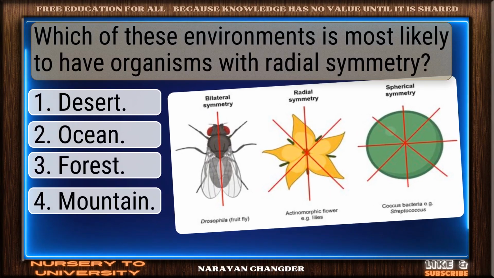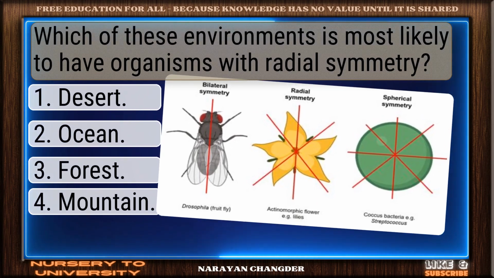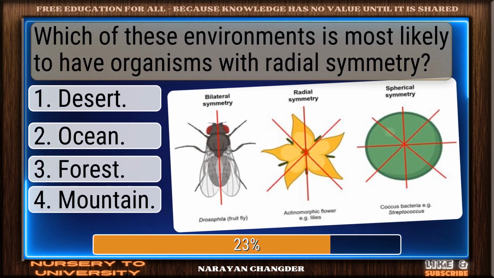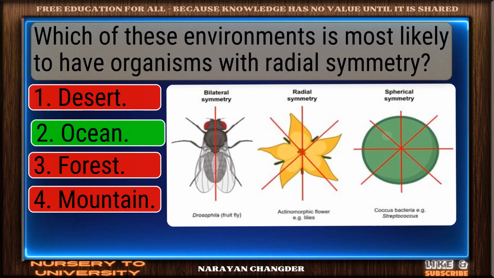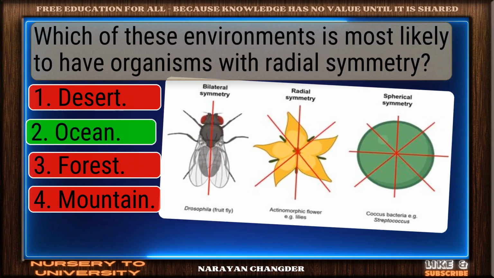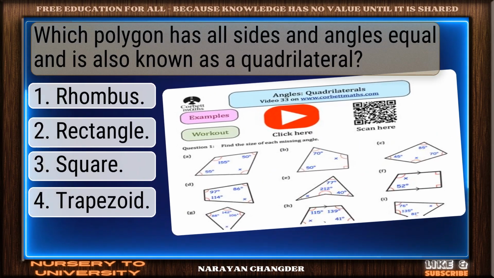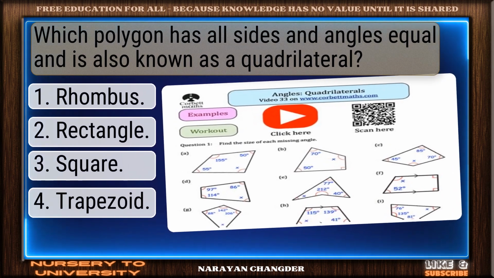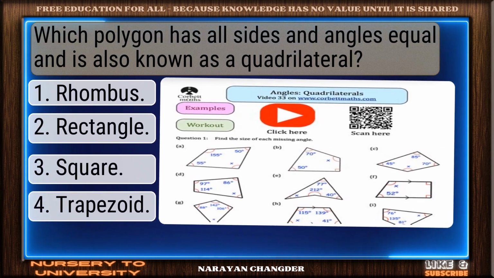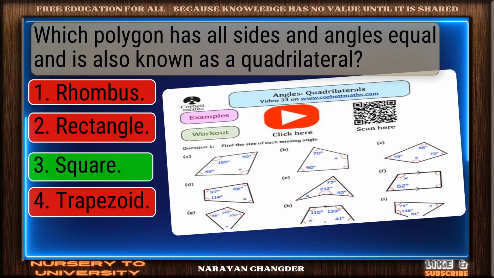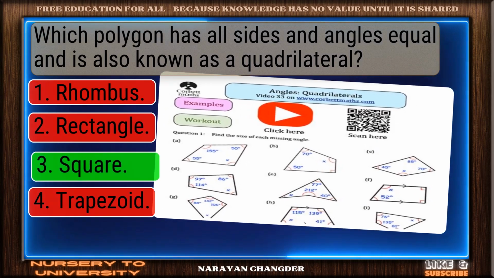Which of these environments is most likely to have organisms with radial symmetry? Excellent choice. Ocean is the right answer. Which polygon has all sides and angles equal and is also known as a quadrilateral? Strong choice. Square is the right answer.